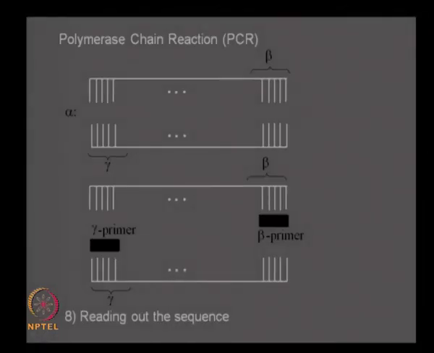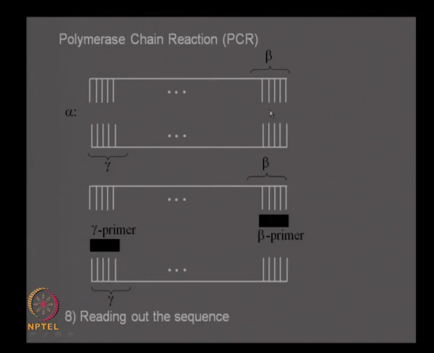The multiplication of DNA strands, or it is called amplification, it is done using what is known as polymerase chain reaction. A double stranded DNA is given like this. To get 4 strands from this, it is a single double strand. From this you can get 2 double strands in the following manner.